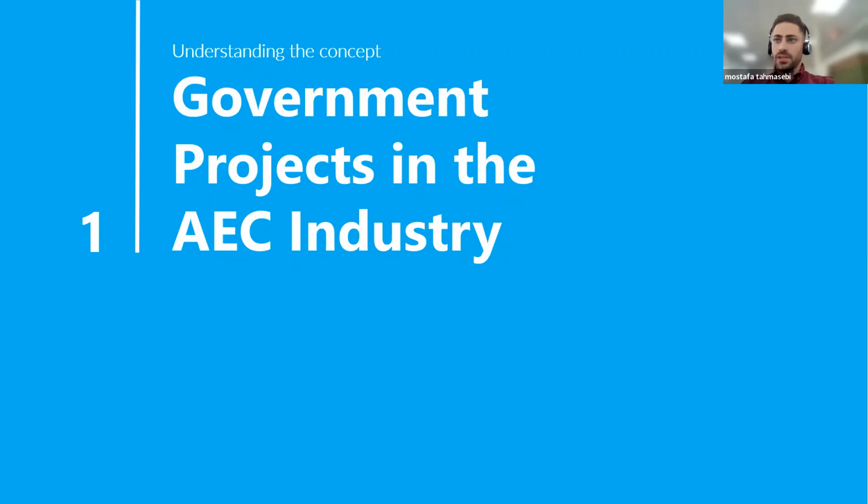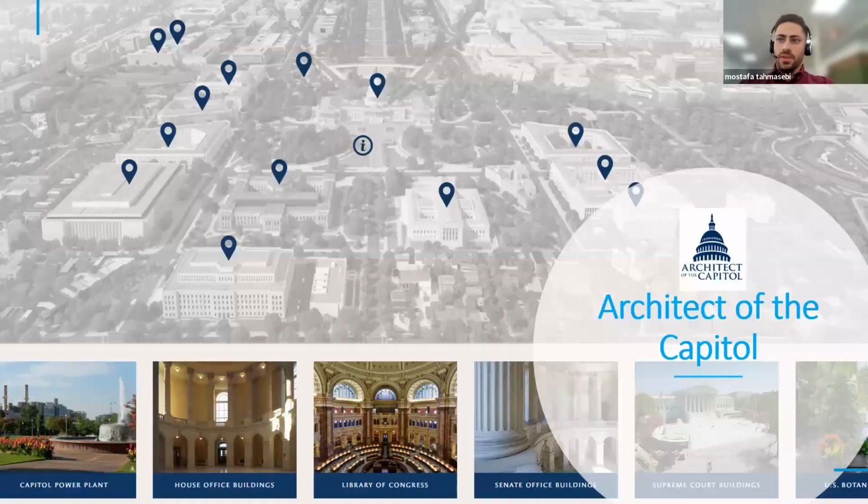So without wasting any more time, let's dive in and see what the common government projects, requirements and challenges involved with those projects are. First type of project that we are dealing with when we are working on a government project is buildings in Washington, D.C., such as the White House, Congress, Library of Congress. For these types of projects, the project owner is the Architect of the Capitol.